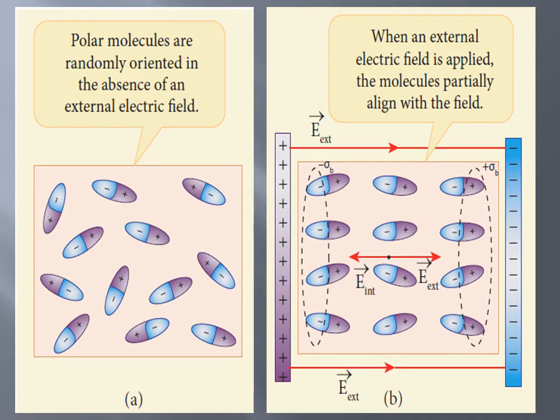Now we see diagrammatically how the polar molecules act in the absence of an electric field and in the presence of an electric field. In the absence of an electric field, they keep moving randomly. Whereas when you apply an external electric field, the molecules partially align with the field.